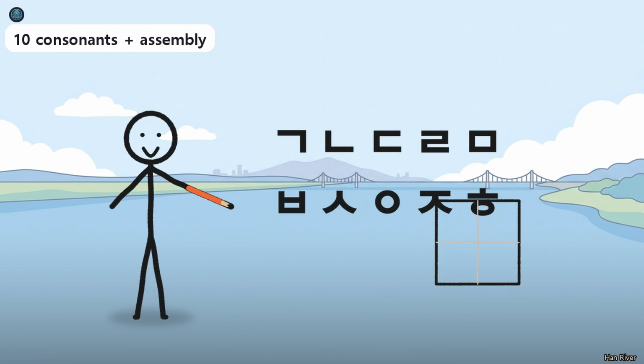Today we learned 10 basic consonants and how to assemble blocks. Now you can read and write simple words.